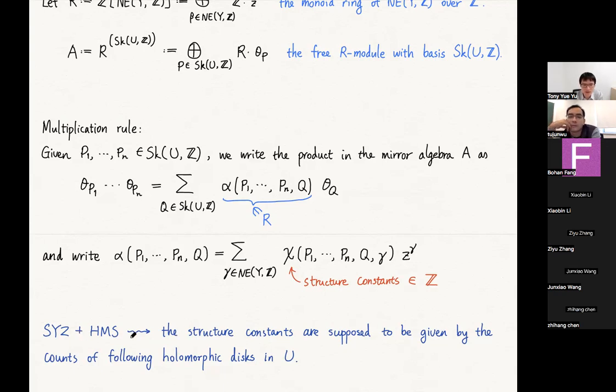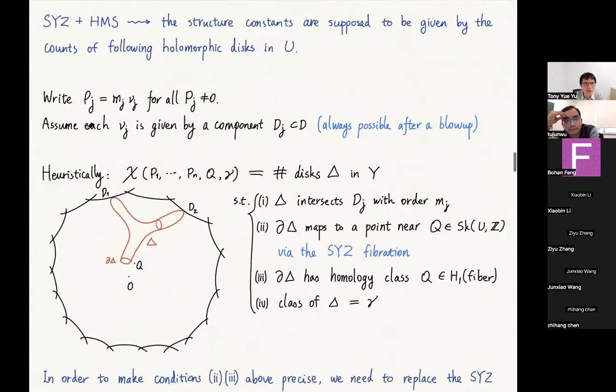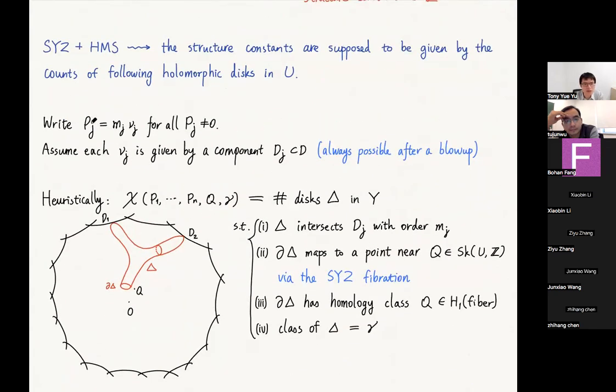So combining all the ideas together, it suggests that the structure constants are supposed to be given by the counts of the following holomorphic disks in U. So what are they? We are multiplying the theta functions associated to these integer points in the essential skeleton. So let's write it in this explicit way, as multiples of some divisorial valuation. And we assume that this divisorial valuation, mu j, is just given by some component in the boundary. It's always possible after some blow up.